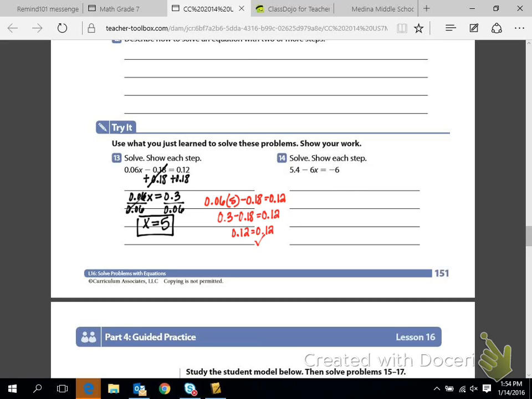In number 14, we want to solve 5.4 minus 6x equals -6. This time our constant is at the front, but because our constant is positive, the way you would remove that or make it equal 0 is to subtract 5.4. And whatever you do to one side, you do to the other. So once this is removed, you are left with -6x is equal to 6 minus 5.4, which is 6/10.